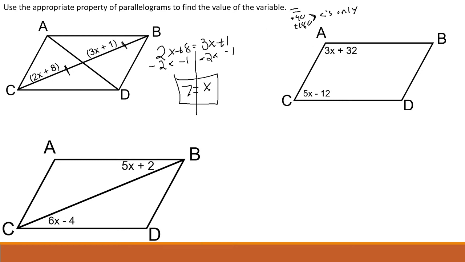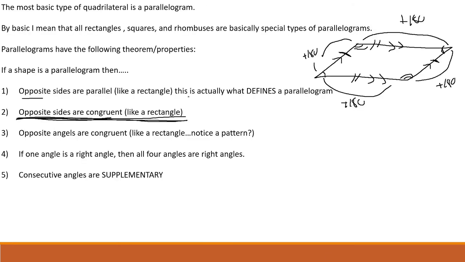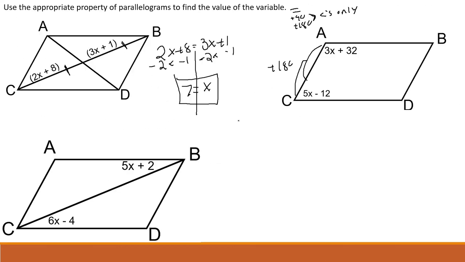The next one is dealing with angles. So again, angles are usually one of these three cases: equal to each other, add to 90, or add to 180. In this case, since these angles are consecutive, they're side by side, they're on the same line, we know that these two angles are going to add to 180, because that's the rule for a parallelogram. If we go back here, consecutive angles are supplementary. So angles that are side by side add to 180. So that's exactly what we have here. So 3x plus 32 plus 5x minus 12 is equal to 180.